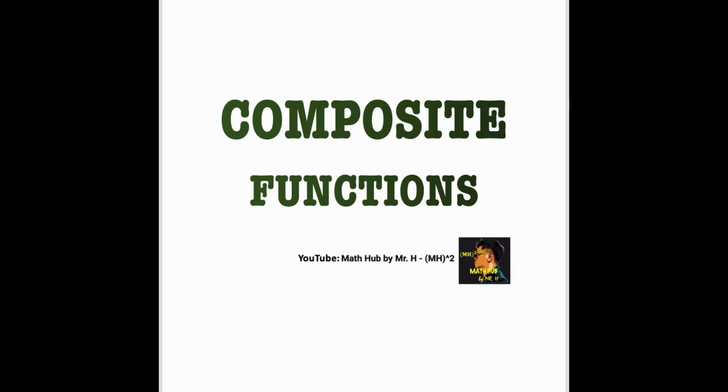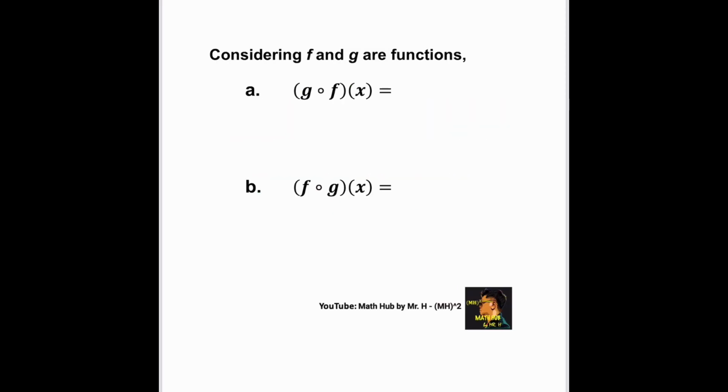Alright, let's dive into the important concepts that we will be using later on. Considering f and g are functions, for letter A, this should be equal to g of f of x, for all x in the domain of f, such that f of x is in the domain of function g. So if you are simplifying a composite function like this, you always start from the inside. That means the function f is applied first, then whatever answer you get will be applied in function g.